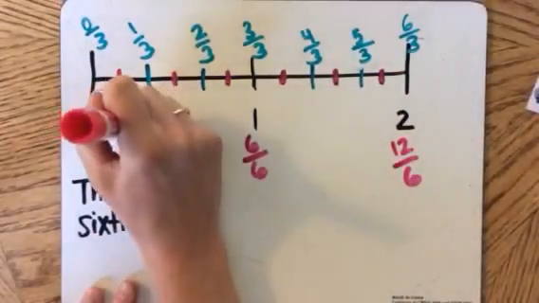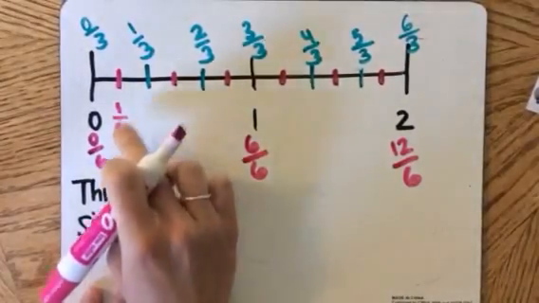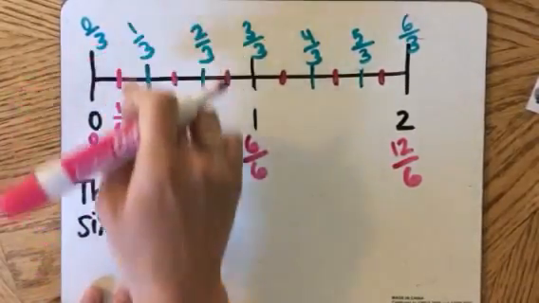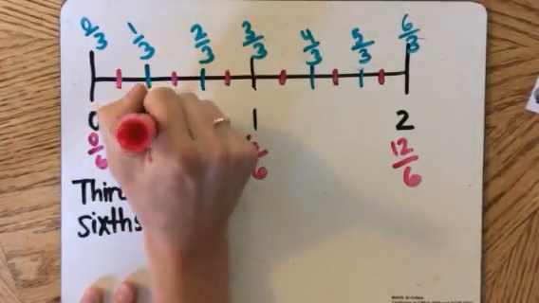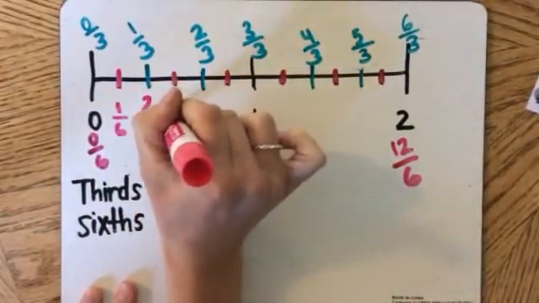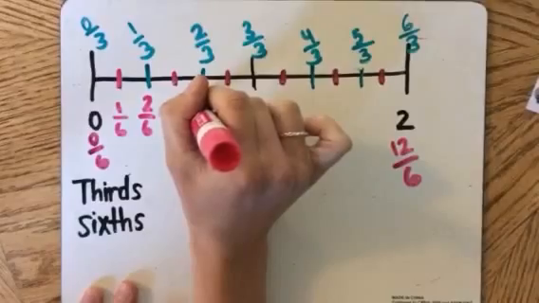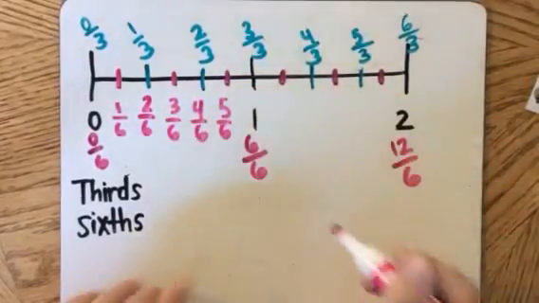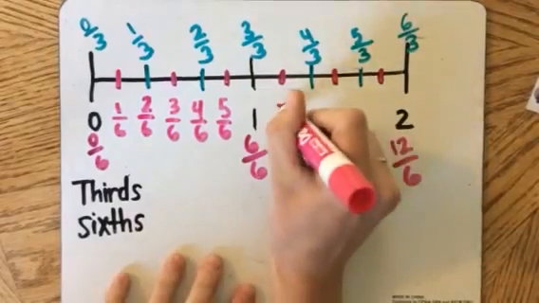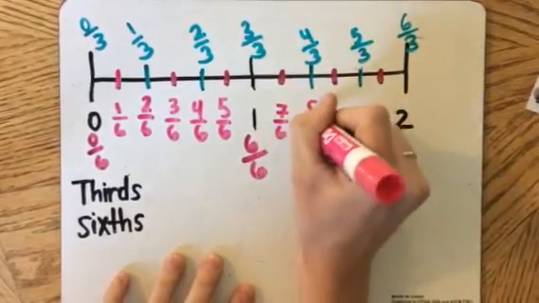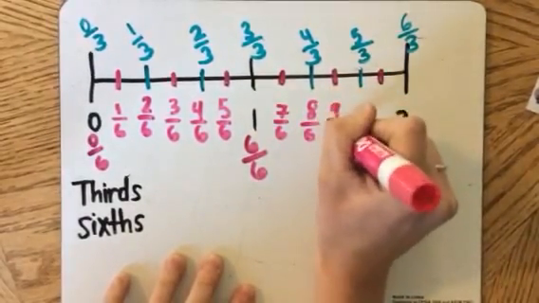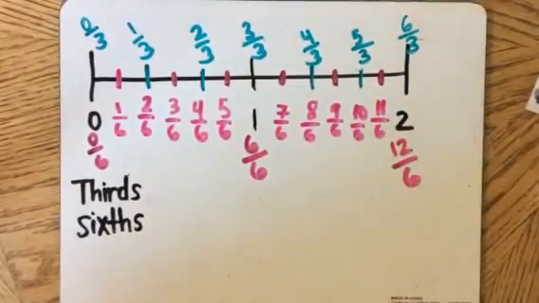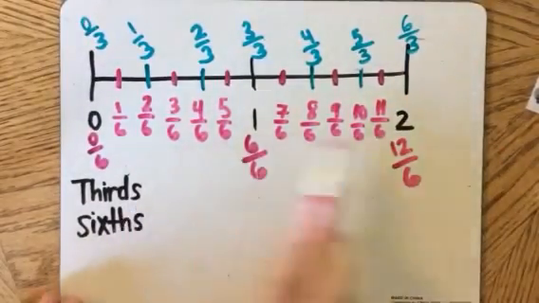Now I'm ready to go fill in 1 sixth. A lot of you skipped this third, but I know that 1/3 is equivalent to 2 sixths, 3 sixths, 4 sixths, 5 sixths, 6 sixths, 7 sixths, 8 sixths, 9 sixths, 10 sixths, 11 sixths. All right, so now I have all of these.